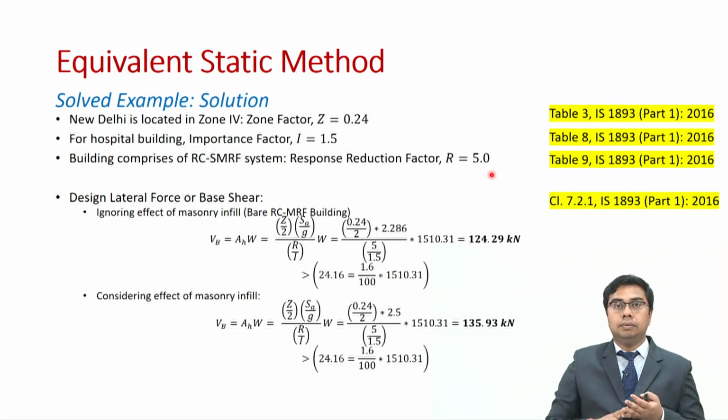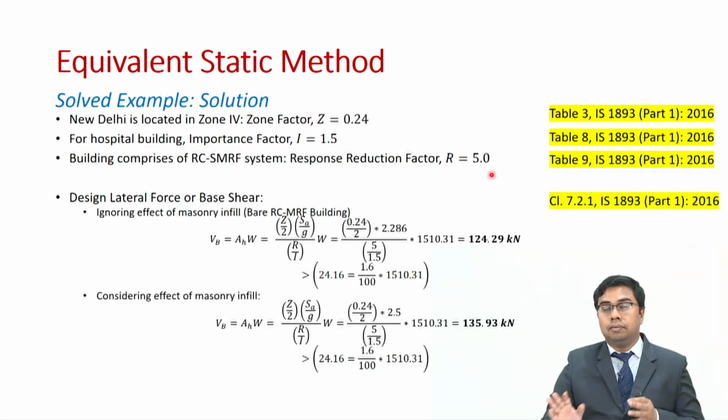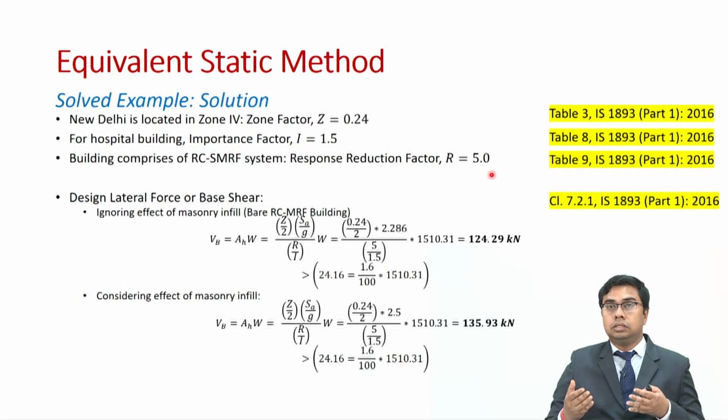So, had it been an OMRF, ordinary moment resisting frame, which means that if you do not consider the ductile detailing guidelines, then in that case the response reduction factor would have been just 3. Now, once we have all these values known to us, let us calculate the design lateral force or base shear.